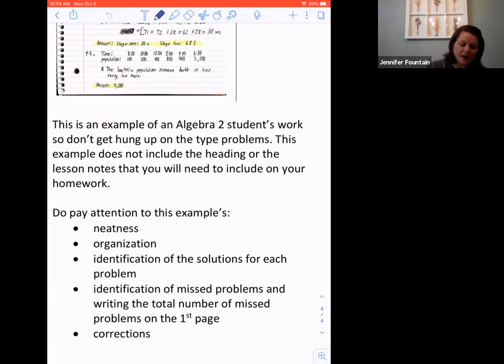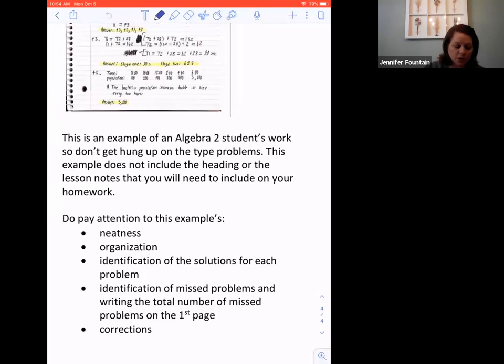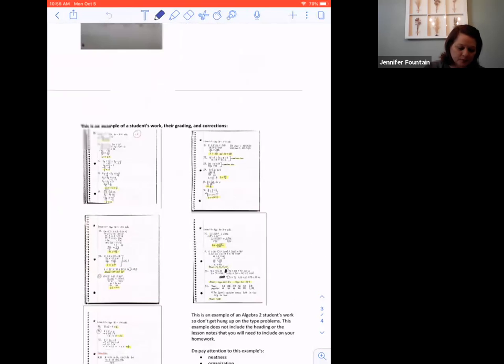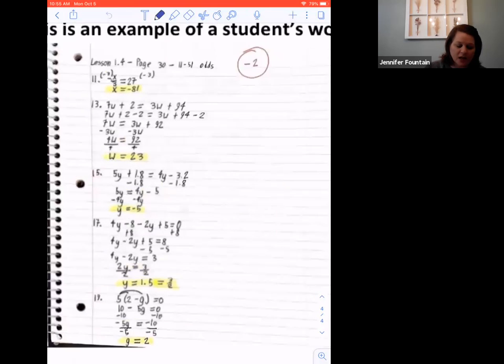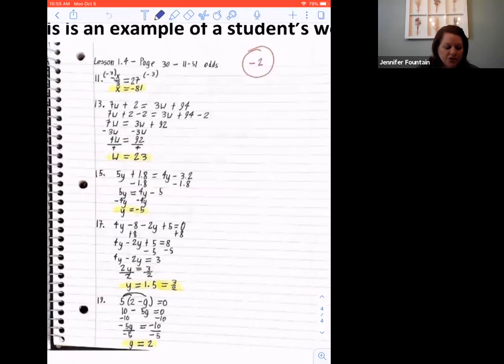Do pay attention to the example's neatness, organization, identification of the solutions for each problem, identification of missed problems, and writing the total number of missed problems on the first page, and then their corrections. So when you look at this student's work, you can see where they wrote at the top, they've got lesson 1.4, and this was page 30, 1 through 51 odds, okay?